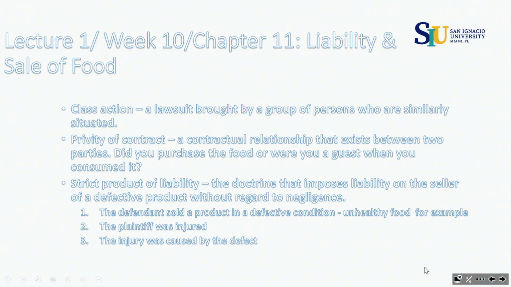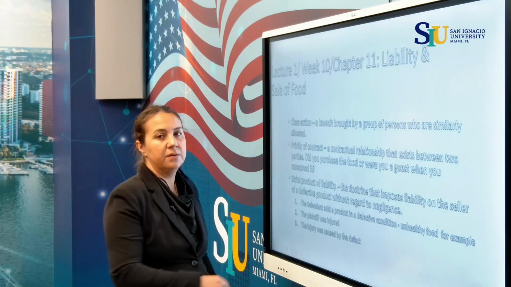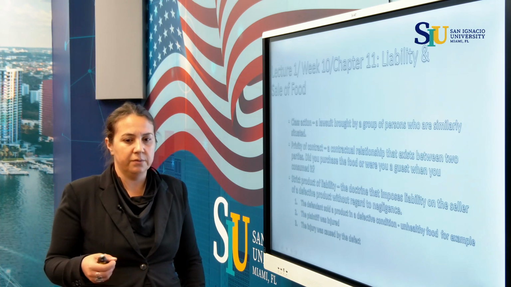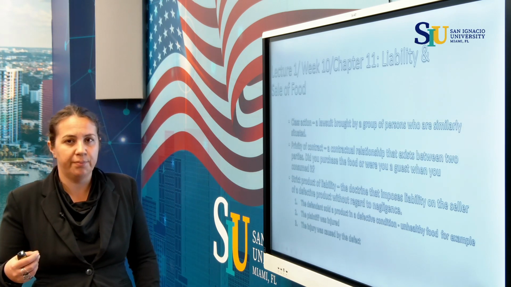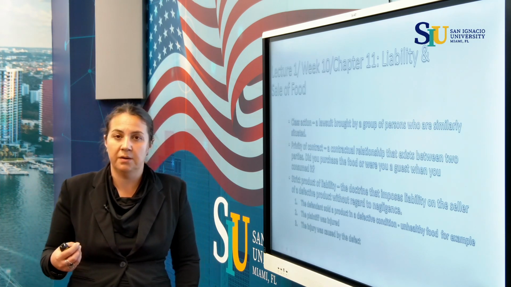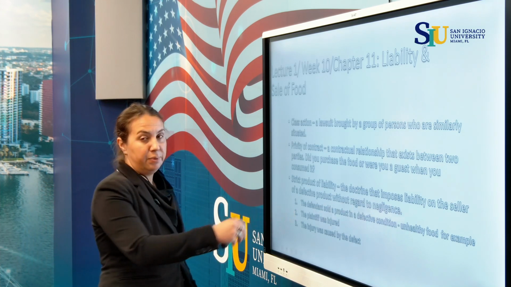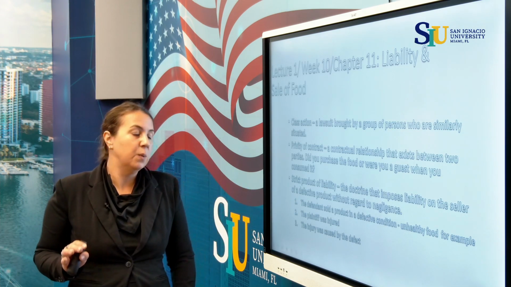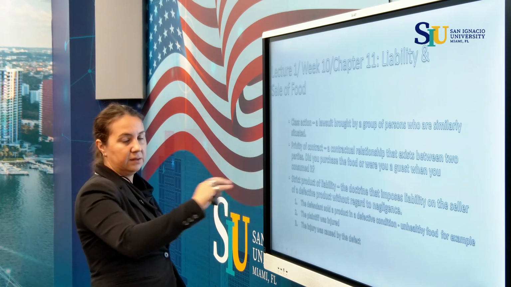Strict product liability, that's the doctrine that imposes liability on the seller as it pertains to a defective product. So in order for this to exist, a couple of things need to exist. The defendant needs to have sold a product that was in a defective condition, rotten food, an item that was not in a healthy condition. Then the plaintiff, the person that received the item or consumed the item, needs to prove that they were injured as a cause of that unhealthy item.